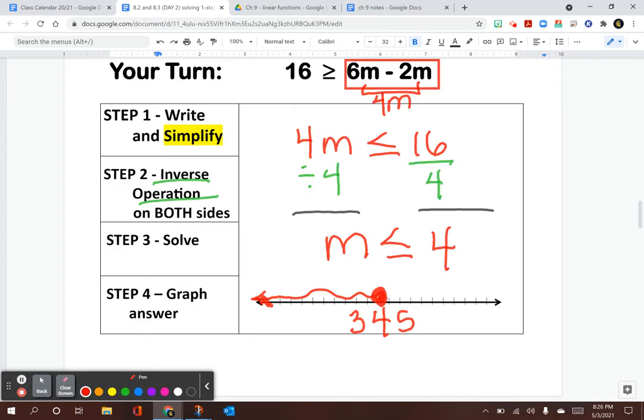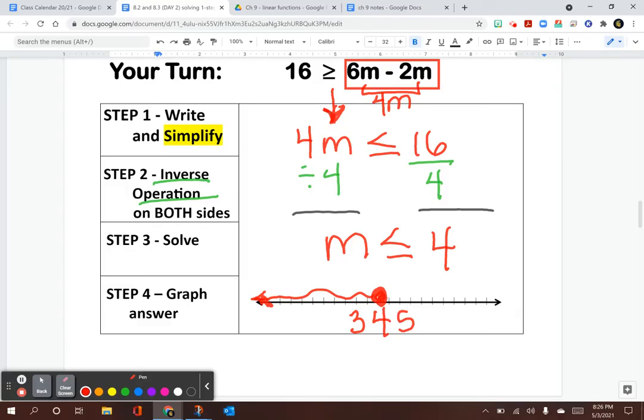So if we simplified our terms first, 6m's take away 2m's really leaves you with just 4m's. But because this one was written with the variable on the right, I'm going to flip the whole thing around so that my variable stays on the left side. It'll be easier for me to graph and I'll make less mistakes this way.